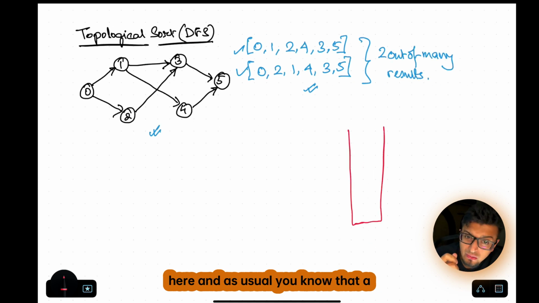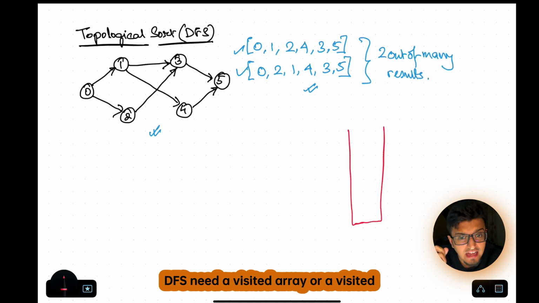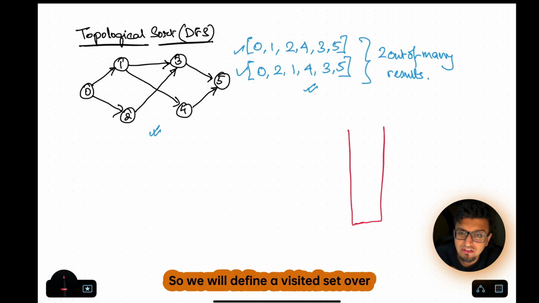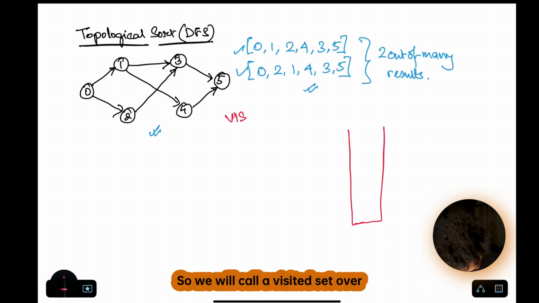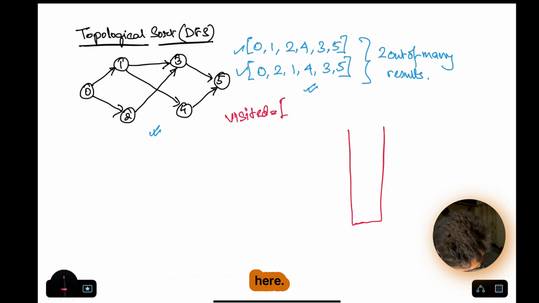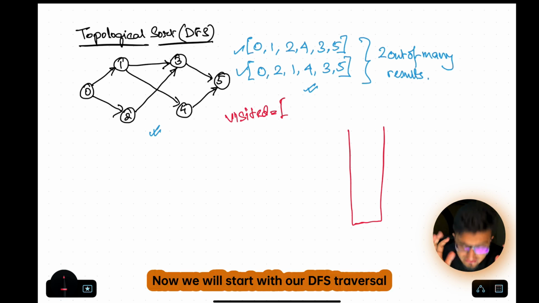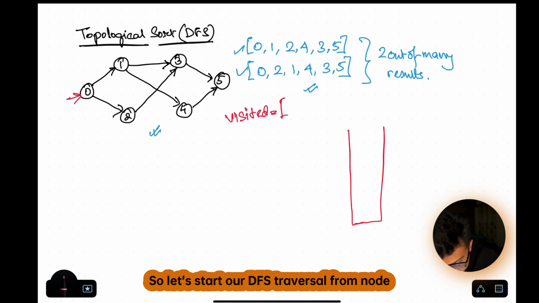And as usual, you know that a DFS needs a visited array or a visited set. So we will define a visited set over here. At the very beginning, it is empty. Now we will start our DFS traversal from node 0.